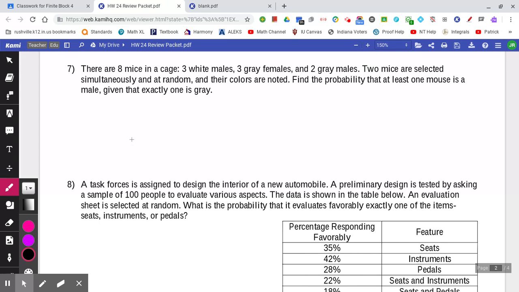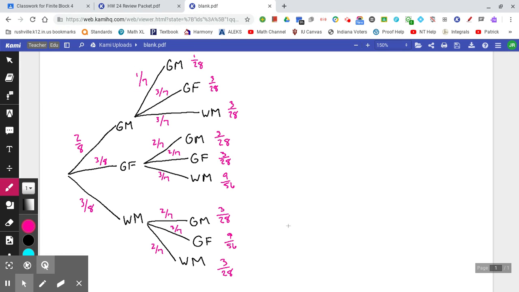So the very first one, hold on a second. Sorry about that. So what I did was I made a tree diagram to represent this. So here we have a gray male, we have gray female, we have white male, and then I put the probabilities down with these. So let's say the first mouse was a gray male, then that means that there are 7 mice total. Only one of them left would be a gray male, and so on. So what I did then is got those and probabilities, and all of these together add up to be 1.